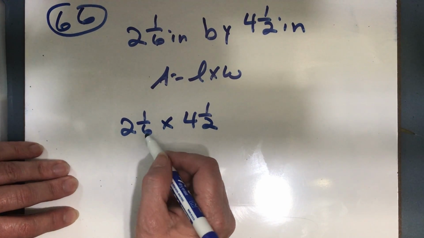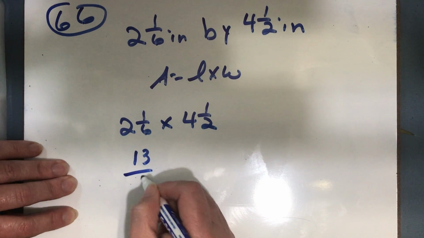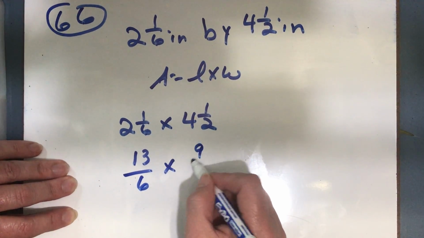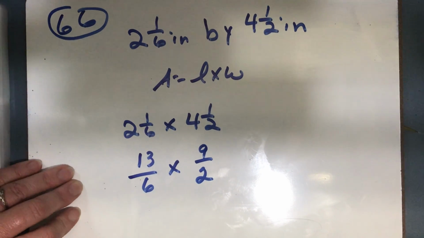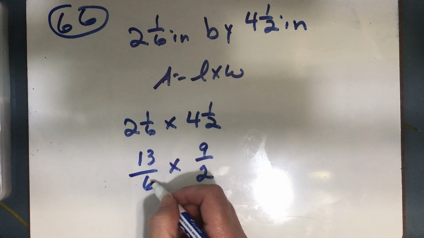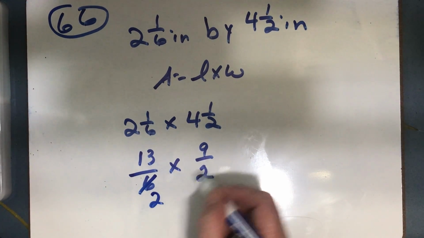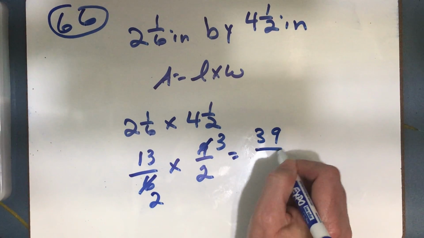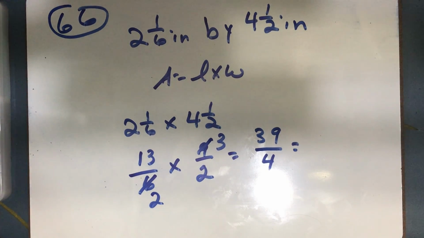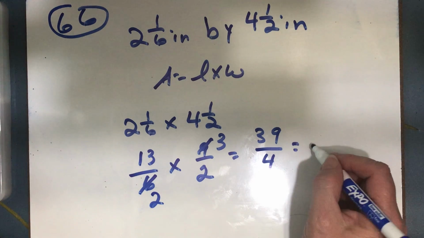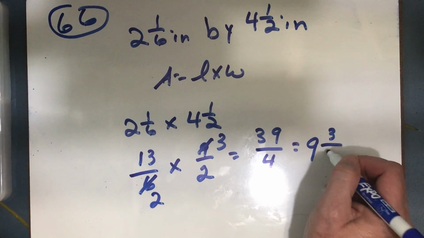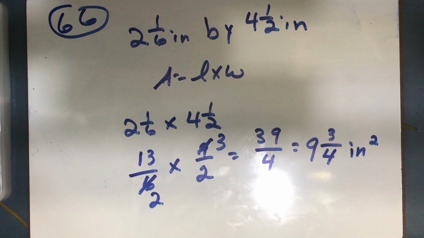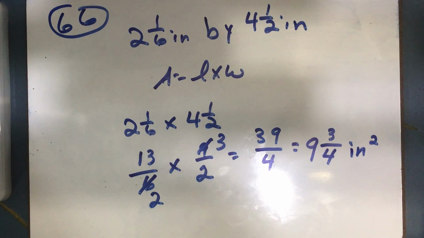2 times 6 is 12, plus 1 is 13. So 13 sixths times 4 times 2 is 8, plus 1 is 9, 9 halves. And I see that I can divide 6 and 9 by 3. 6 divided by 3 is 2. 9 divided by 3 is 3. So then I get 39 fourths. And then 4 goes into 39 9 times with 3 left over. So 9 3/4 inches squared would be the area of that rectangle.